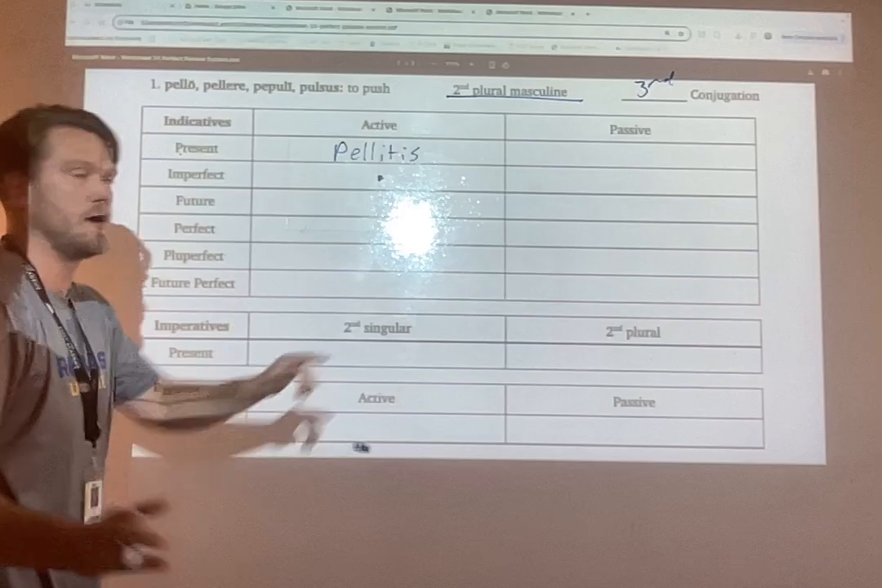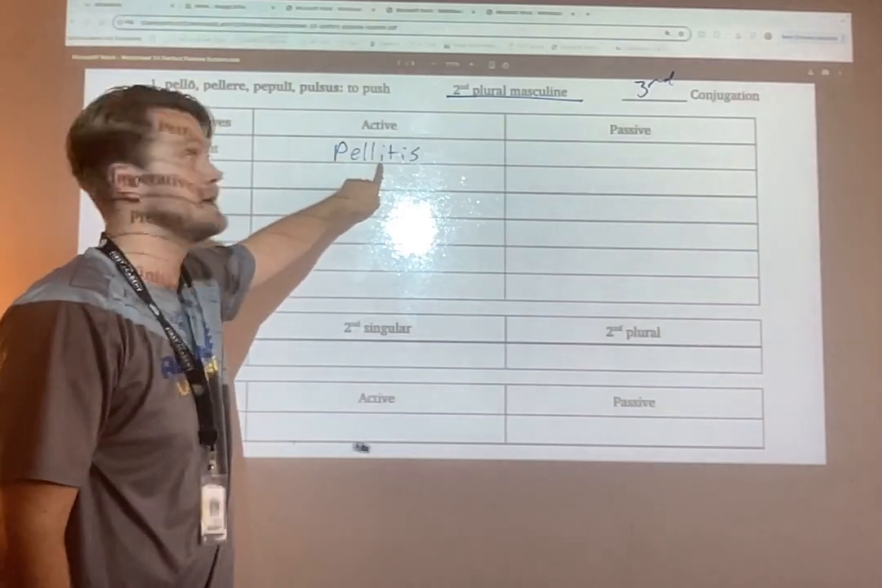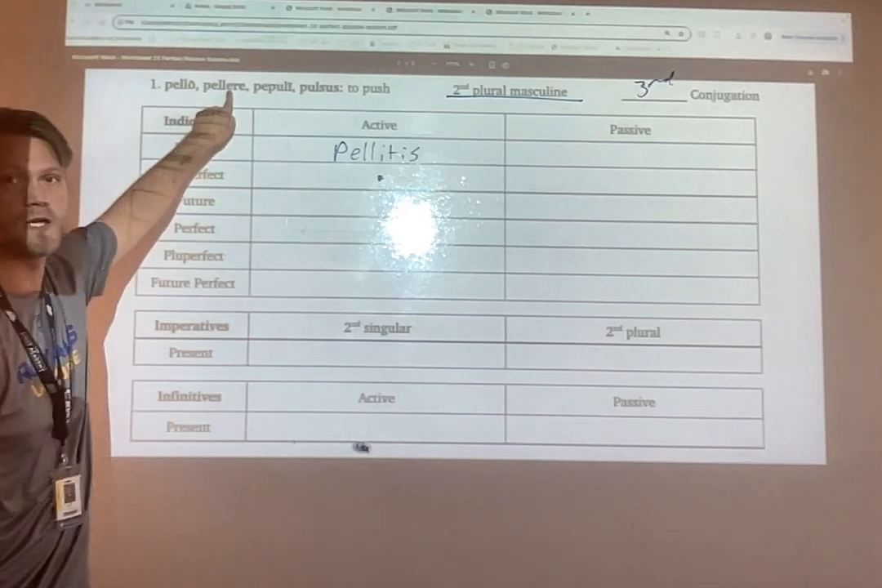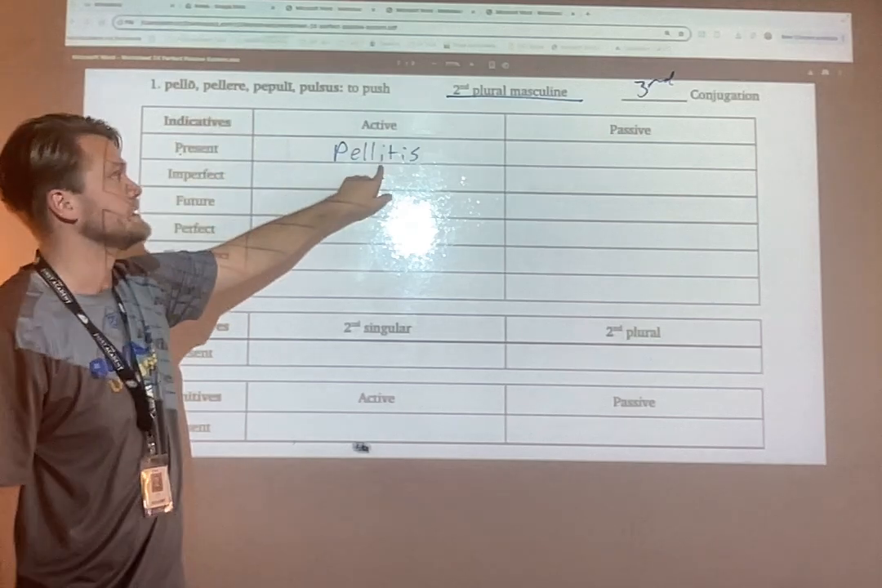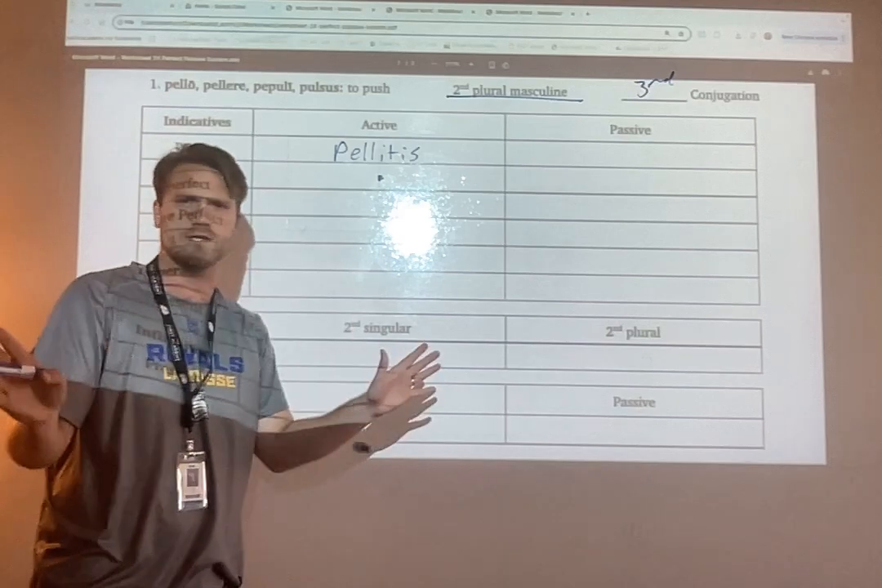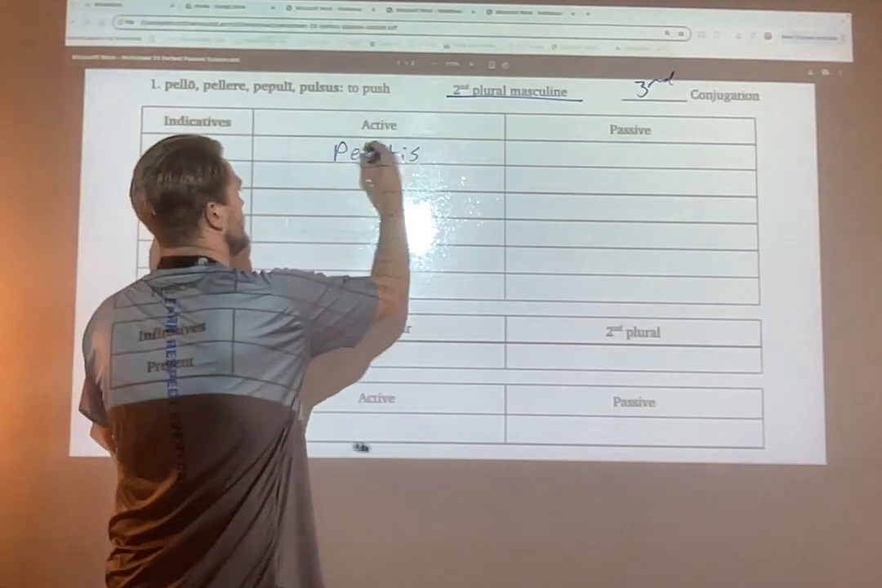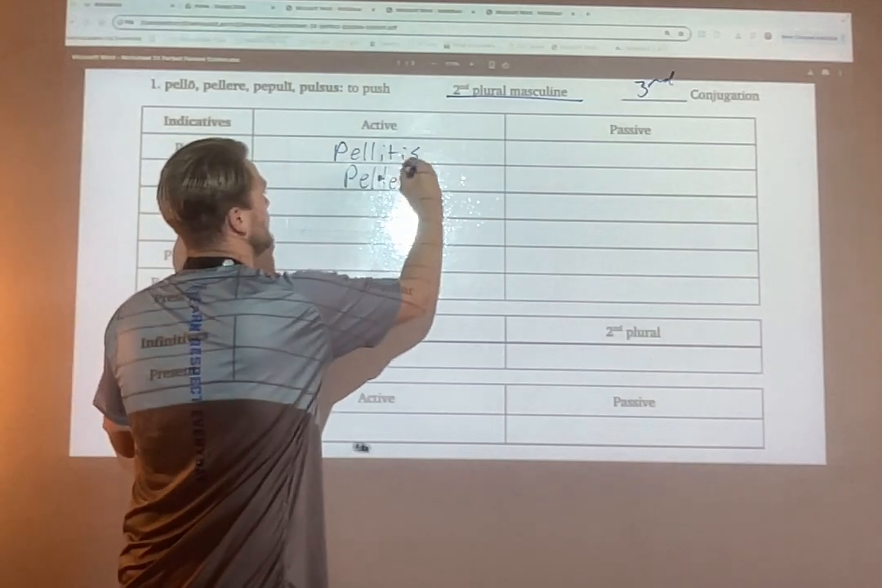Everybody okay with why this changed to an I? This changed to an I because it's a weak wimpy E, pellere. Jake Paul verb, weak wimpy, so that changed to an I. Remember, third conjugation is weird. If it's not a third conjugation verb, you don't have this kind of stuff to worry about, but that's what this is. All right, imperfect, you don't have to worry about it doing any of that weird stuff.